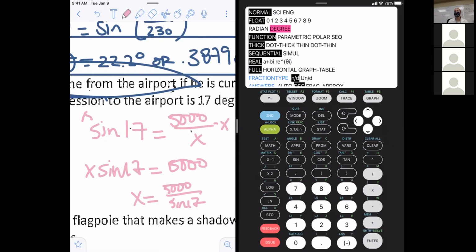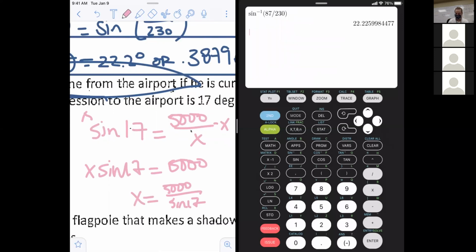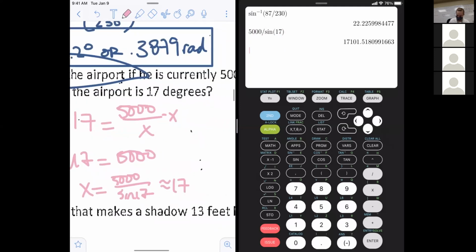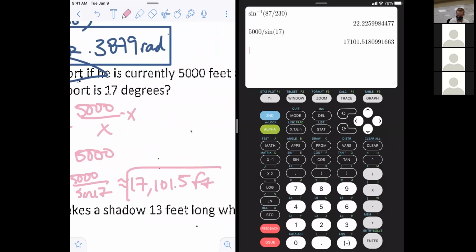Now, it is super important to make sure that you're in degrees right now when you put it in your calculator, because if I'm in radians and I put sine 17, it's going to assume that I'm doing 17 radians, and that's not true. I'm doing 17 in degrees. So I'm going to stay in degrees. If you ever want to get out of your menu, just press second mode. It quits you out. And I'm going to do 5,000 divided by sine of 17. Enter. And I get this giant 17,101.5 feet.